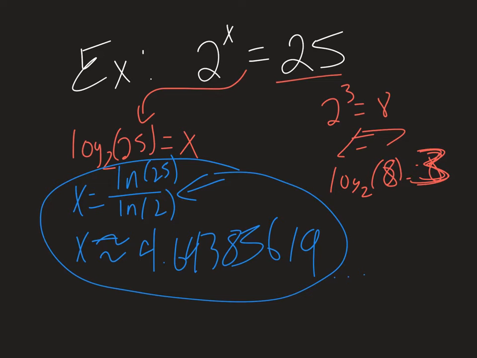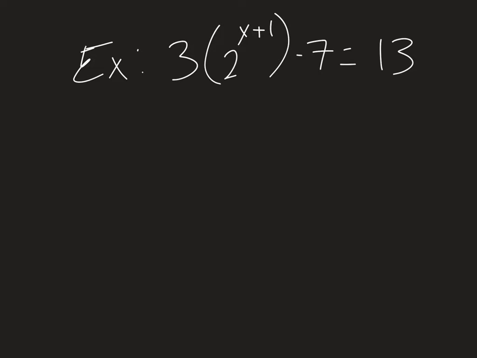So there's our governing thought. The idea is we try to make it to where we have something to a power equal to a number, then convert it into a logarithm, and then we'll probably use the change of base formula somewhere in the mix. So let's take a look at another example that's a little more complicated.